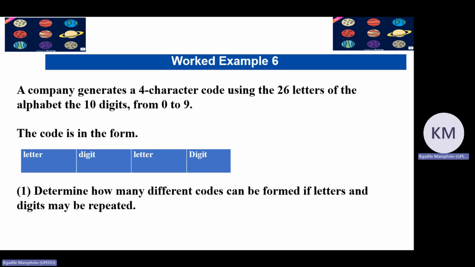Next example, a company generates a 4-character code using the 26 letters of alphabet and the 10 digits from 0 to 9. Determine how many different codes can be formed if letters and digits may be repeated. So it means when you choose the letter, you'll be choosing out of 26. When you choose the first digit, you'll be choosing out of 10. The second letter will be choosing out of 26. The last digit will be choosing out of 10 because they are repeated.